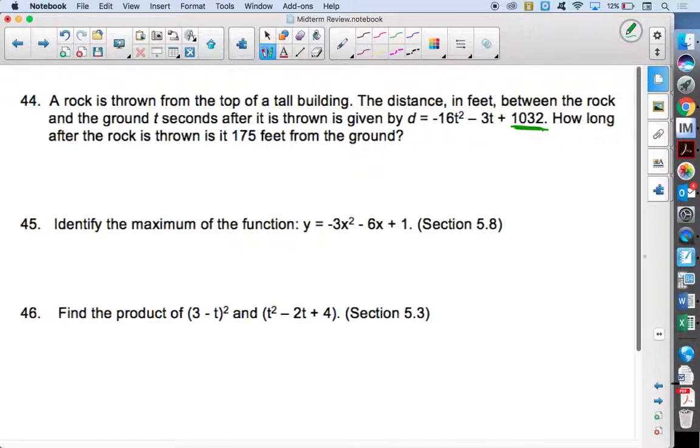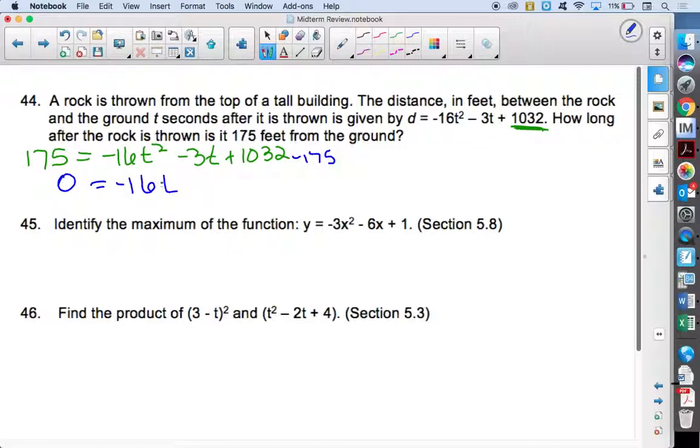But the 175 gets plugged in for which letter? Caitlin? The D, because that's the distance it is from hitting the ground. So it's still 175 feet in the air. Our goal is to figure out t, which is time in seconds. So if you plug in the D, 175, negative 16t squared minus 3t, and then 1032. What do you think you need to do to start to solve this problem? Caitlin? Subtract 175 from both sides. Yeah, we need to subtract that 175 from both sides.